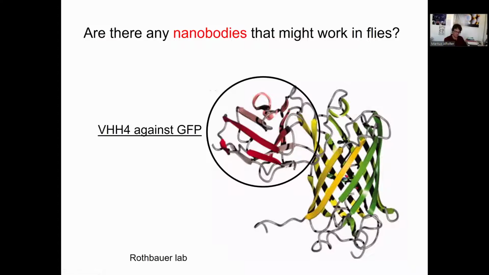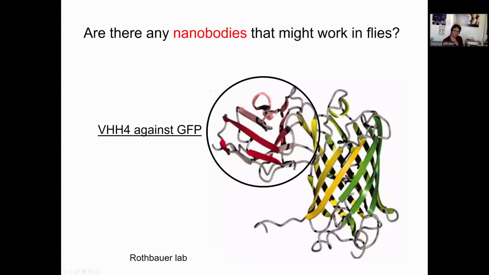Suddenly, all the labs started to work with GFP. He said, maybe it would be interesting to have a nanobody against a protein that everybody works with, because that might allow us to do a lot of things. So the injection was done in 96, I think, 97. The antibody was published only 10 years later, 2006 or so. This is the structure of this nanobody.